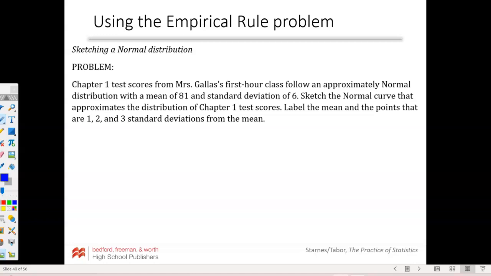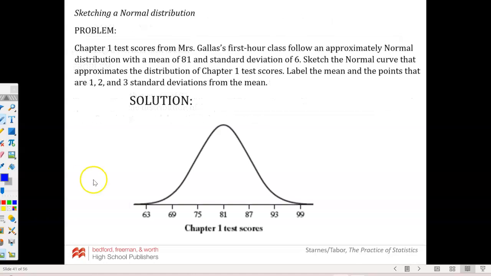There's no decimals here. So you'd start with that 81 in the middle. You go 6 to the right, 6 more, mark those scores, put a label on it, chapter 1 test scores. Go 6, 6, 6 in the other direction as well, subtracting 6 each time from the mean of 81. That's a really nice normal curve. Notice that the curve almost ends there at 3 standard deviations. Remember, 99.7% of the data, approximately, is under the normal curve there. So it should kind of end right about there. There's 3 deviations in each direction, so we say that's 3 standard deviations out.